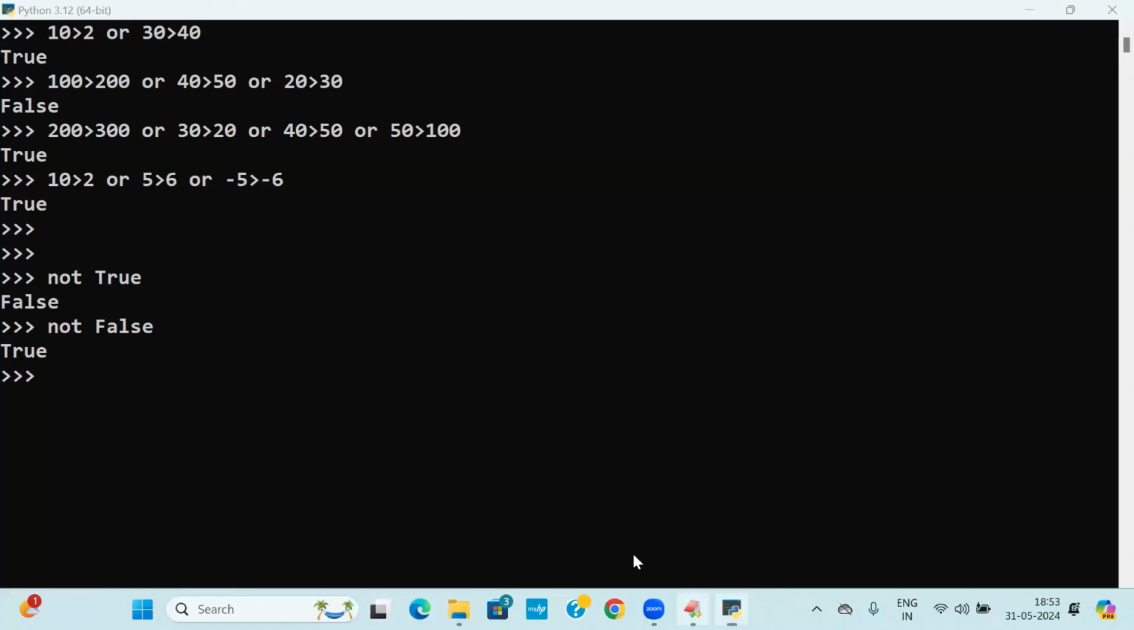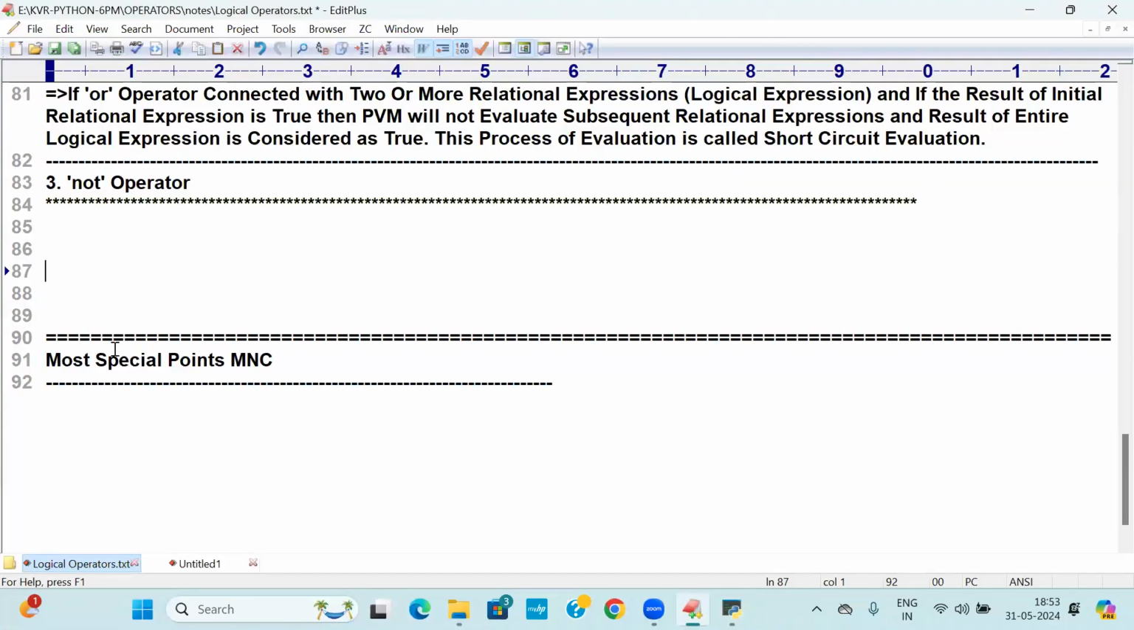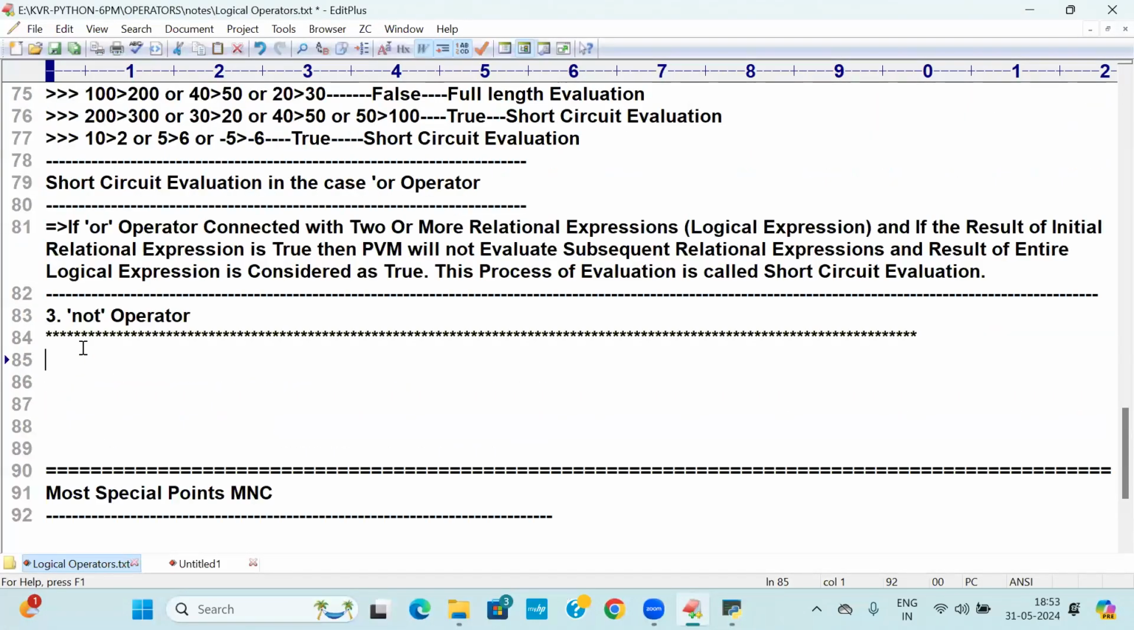So coming to the not operator. The not operator syntax is like that: not, followed simply by a relational expression.